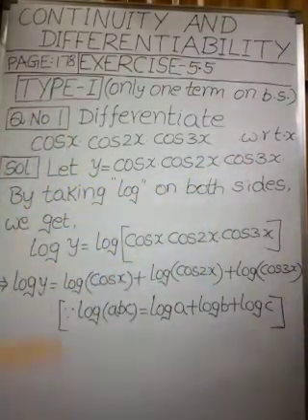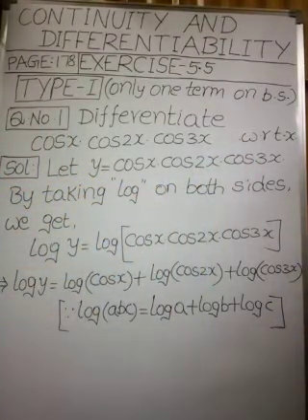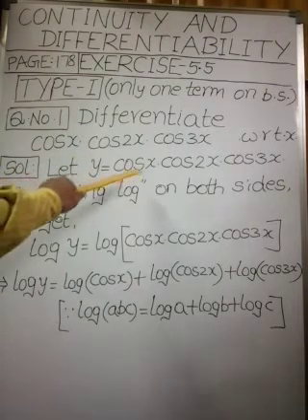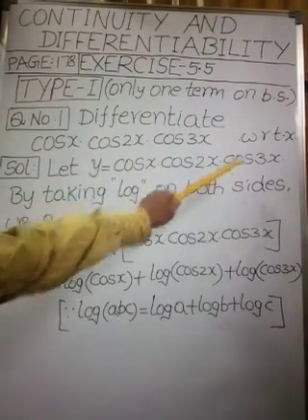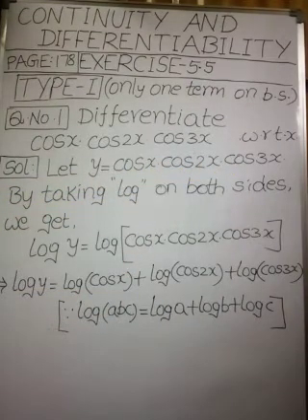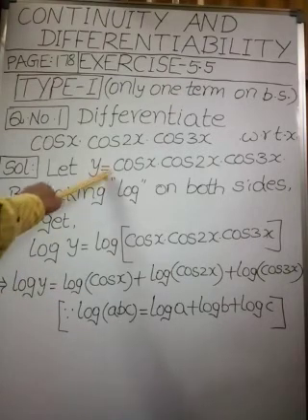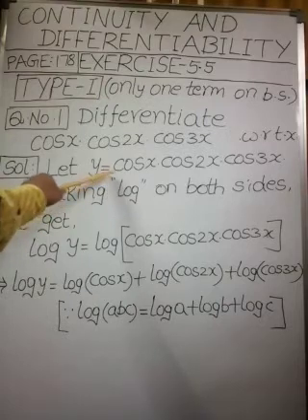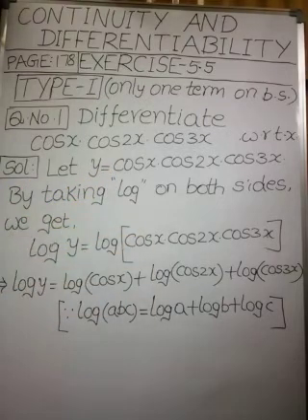Okay my children. So let y is equal to, we follow the first step. We assume that the given function is y. So y is equal to cos x into cos 2x into cos 3x. This is the first and foremost step. After that, immediately after writing this step, we take logarithm on both sides. Remember these steps carefully, my dear children.